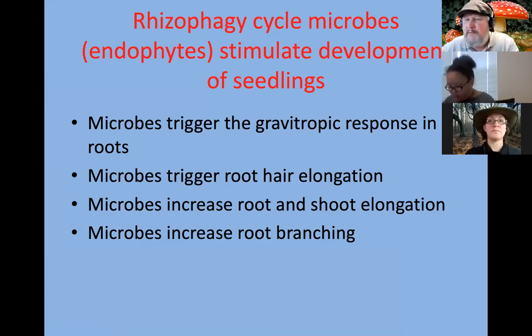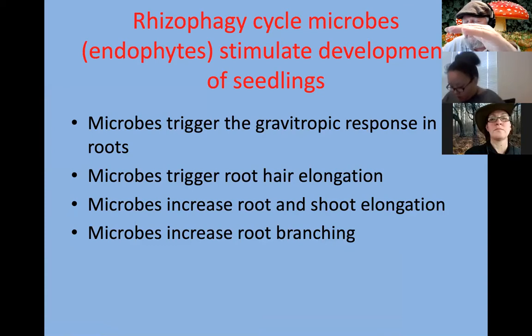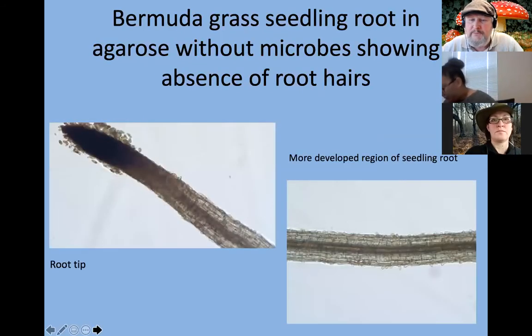But if you remove the microbes, you have no gravitropic response. Roots will stay on the surface of the soil, or they'll stay on the surface of the substrate, whatever it is. They go into the air sometimes, and the root hairs won't form. You don't have root hair formation. So those microbes are necessary for root hair formation and for the proper gravitropic response in those roots.